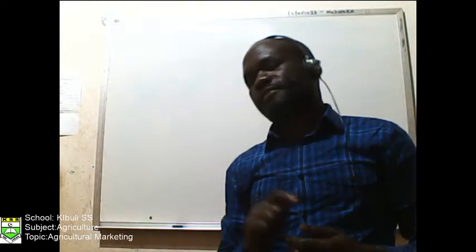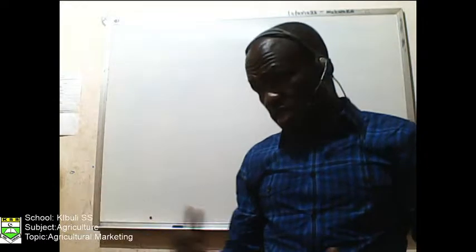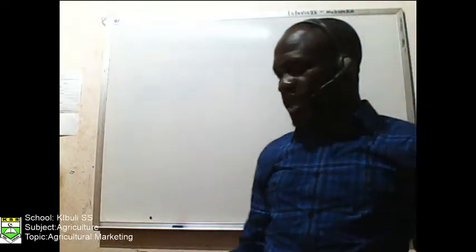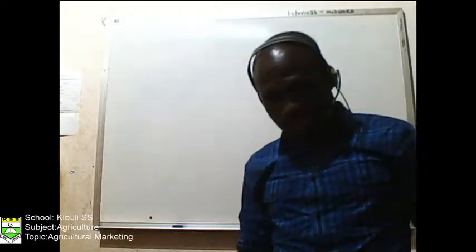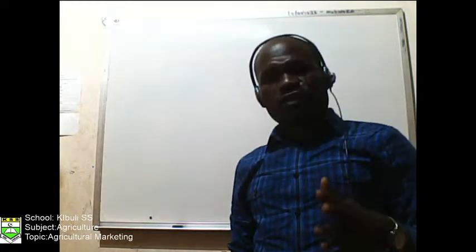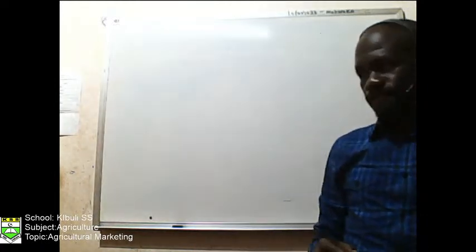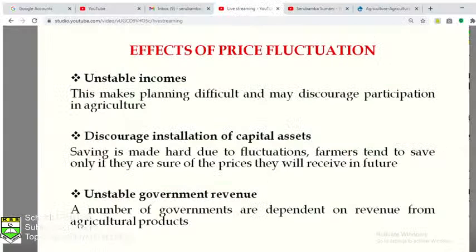My main business that I want us to handle now is the effects, because I know you are able to craft the causes. But the main issue here is the effects of price fluctuations. Now, as you can see on your screen, price fluctuations cause unstable incomes to the farmer. That means that a farmer is not sure of how much he's going to get. You may be expecting little money, you get a lot. You may be expecting a lot, you get a little. And because of unstable income, you can't plan. If you don't know how much you are going to get, how are you going to plan?